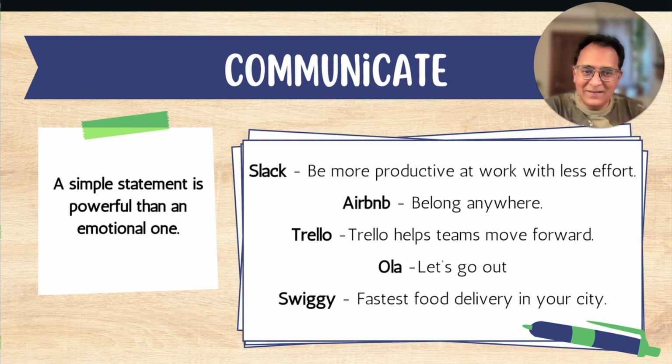Ola, the Indian equivalent of Uber. Ola is the Spanish word for hello, as we know, but their communication is let's go out. Simple. When you go out, you need your vehicle. When you need your vehicle, call us. That's how they're communicating. Swiggy, fastest food delivery in your city. That's what they claim themselves, right? So these are few companies which differentiate in terms of how they communicate their value proposition to the end user.